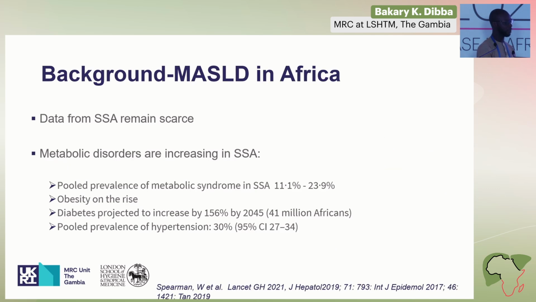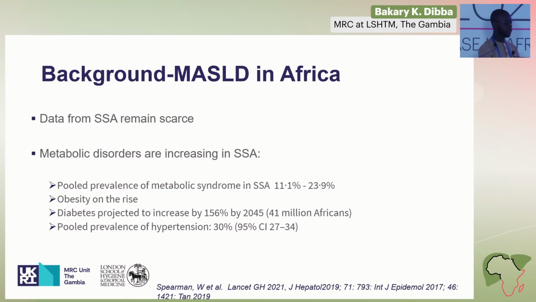If you look at the background in Africa, like I just mentioned, there is really very scarce data on muscle, and the disorder is increasing in sub-Saharan Africa. So there is a need for us to look out for studies to pull out this data. A pooled prevalence study shows that sub-Saharan Africa is about 11.1% to 23%. Also, obesity is on the rise in sub-Saharan Africa. Diabetes is projected to increase by 156% by 2045, which is scary. I think it's really coming, and we should prepare for it.